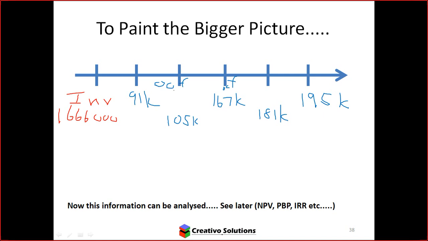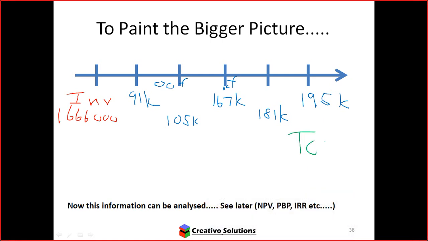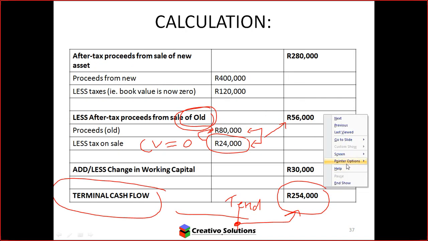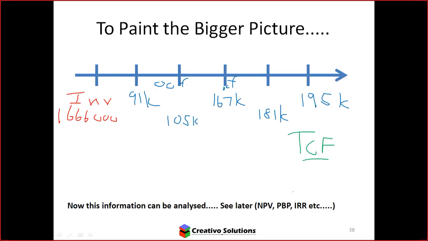Everything in blue is the OCF, right? And then what did we have right at the end? TCF. And what was that? 254. Yes. Now we've built the timeline. Now you'd be able to calculate NPV, payback period, IRR, because now you have all the cash flows. Notice, you weren't just given the cash flows, you were told to work them out first, then you'd have to work out NPV, which we'll do later.